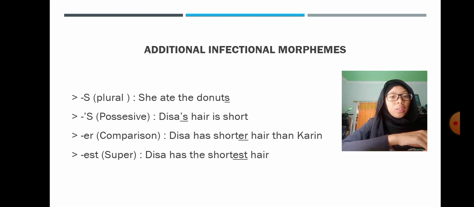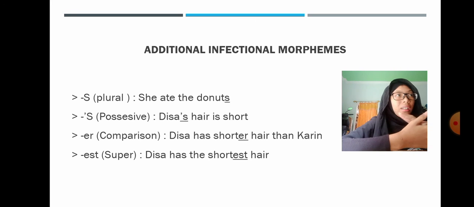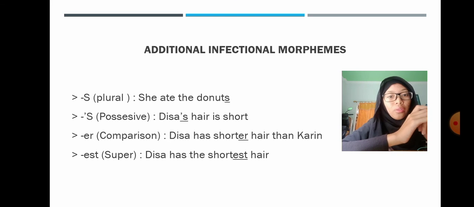And then possessive, we add 's. For example, this hair is short. Okay, and then for the comparison, we can use er.